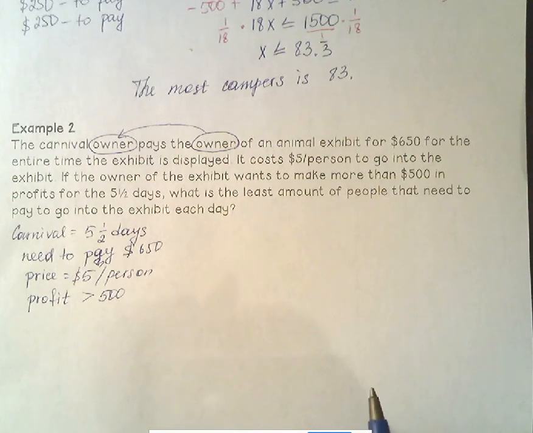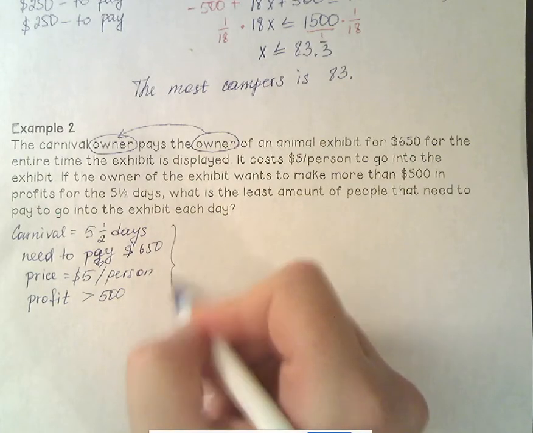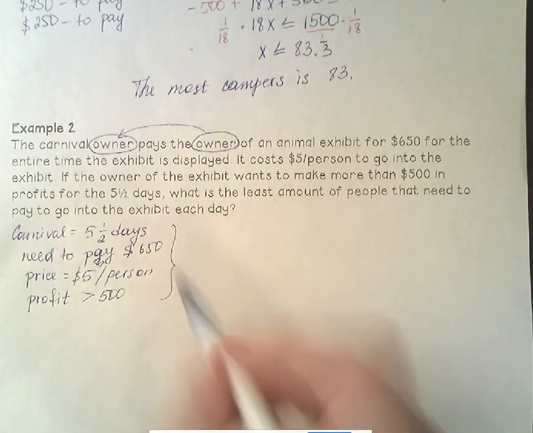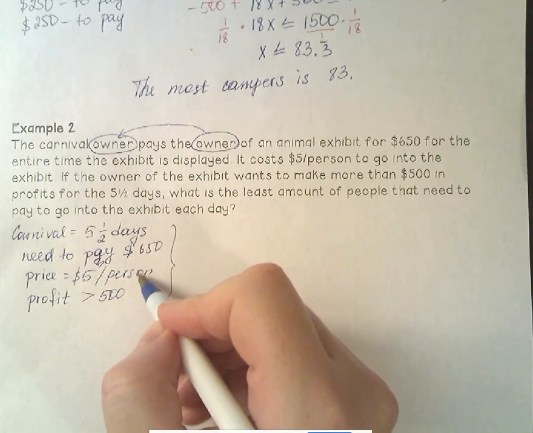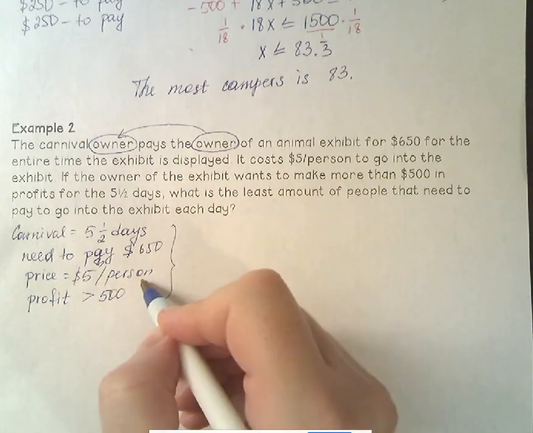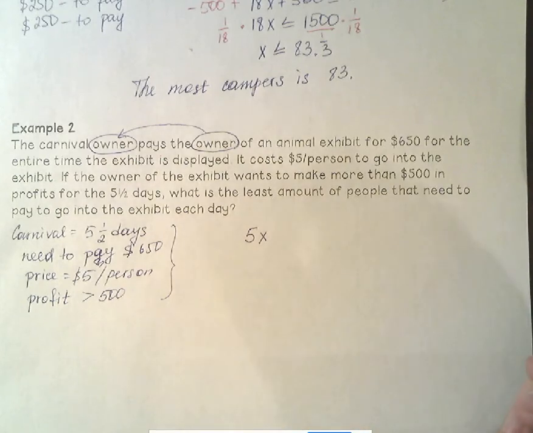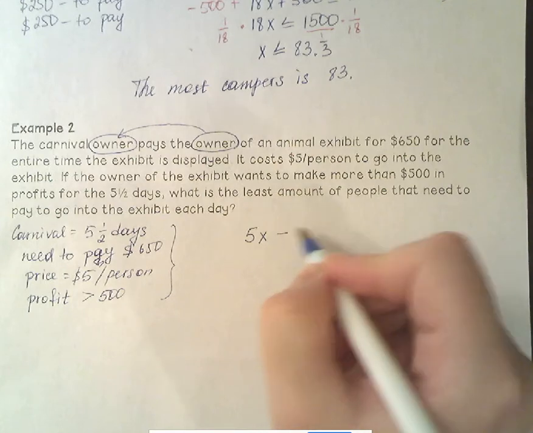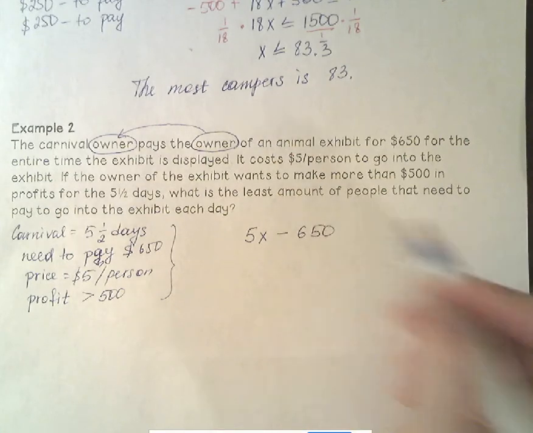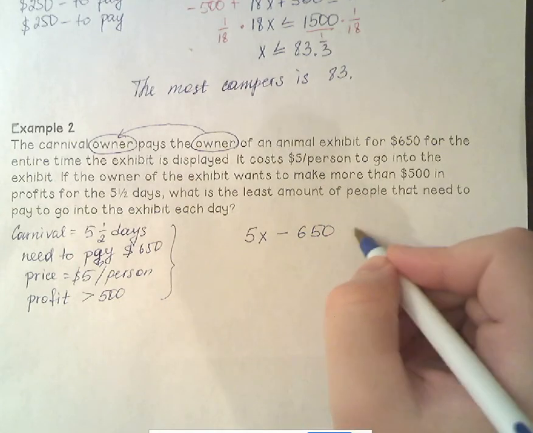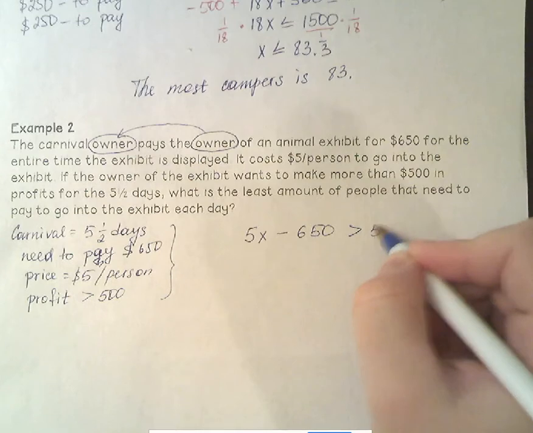Okay, so now we have all the information and we can summarize it in our inequality. So per day, we are making only 5x, right? 5x. We need to pay 650. So minus 650. That has to be more than 500.